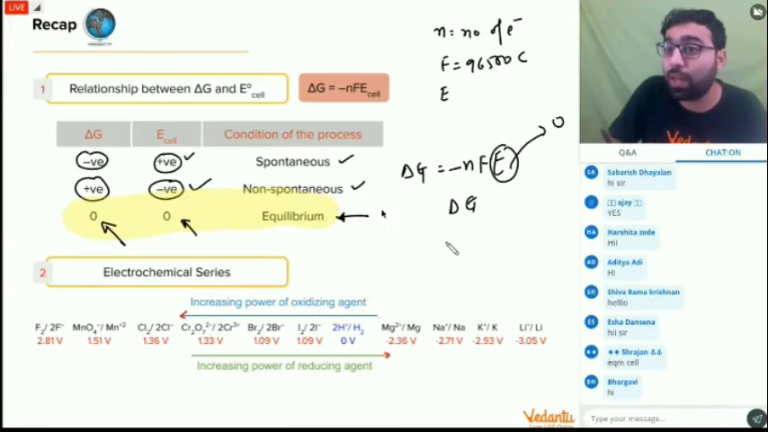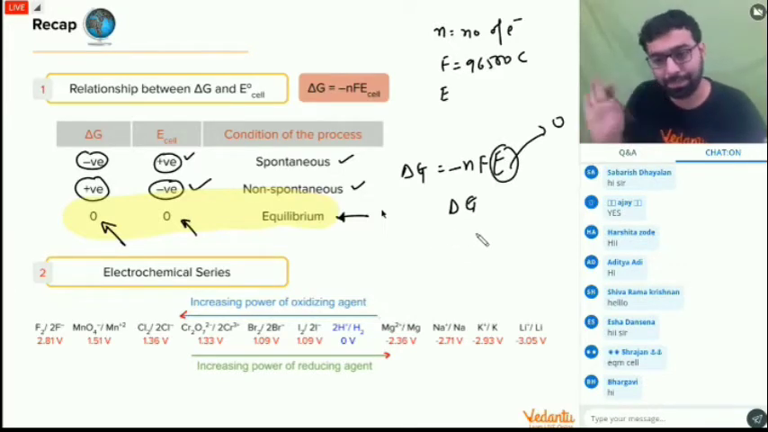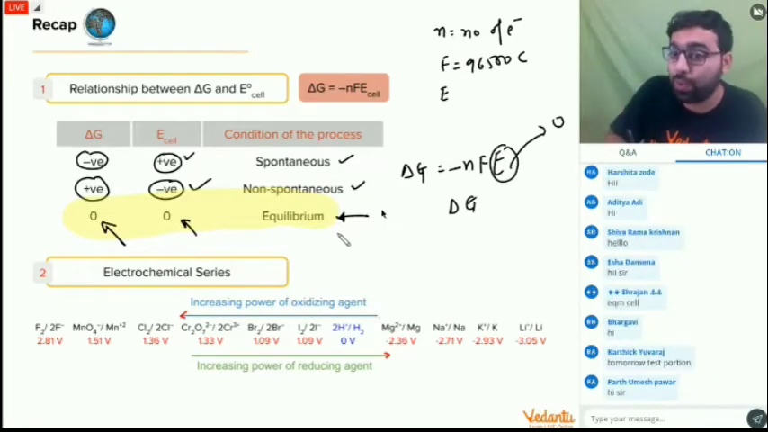So this is the old concept which we studied. Yes, this will be called an equilibrium cell. Very good, Shrajan.